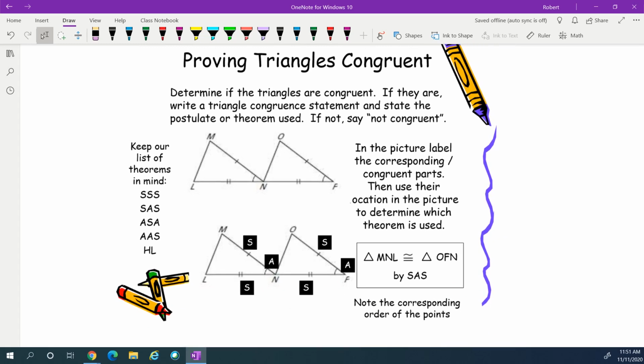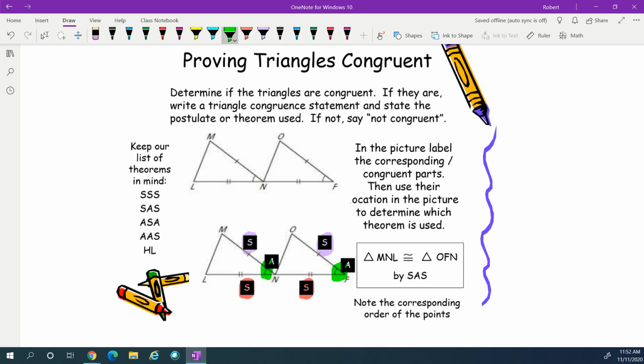Again, looking at our original picture, and at the bottom is my approach. So I looked at the picture and I said, okay, I have a side marked 1 and a side marked 1. I have a side marked 2 and a side marked 2. I have an angle marked 1 and an angle marked 1. I'm just looking for things that match, that I know are congruent. Now I'm going to look at this and say, does it match any of my options?